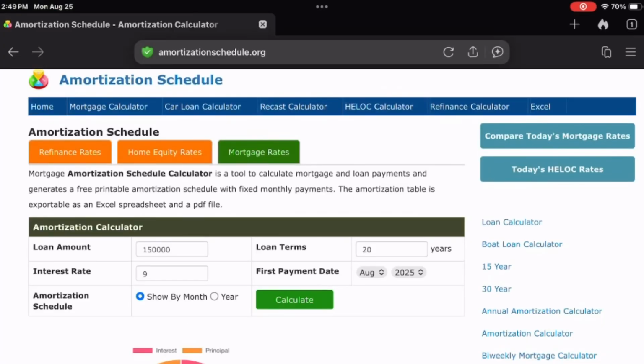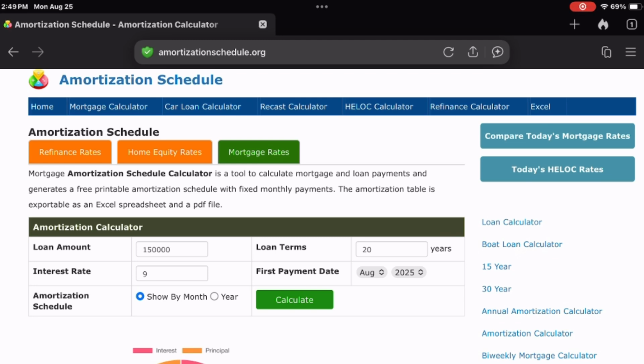I'll go through an example here, and you'll actually see how this is calculated, and I think it'll begin to make a little more sense to you. So let's take an example and just walk through it. Okay, so I'm on a website here called amortizationschedule.org. And I find this calculator very easy to use, very intuitive, gives you some good information.